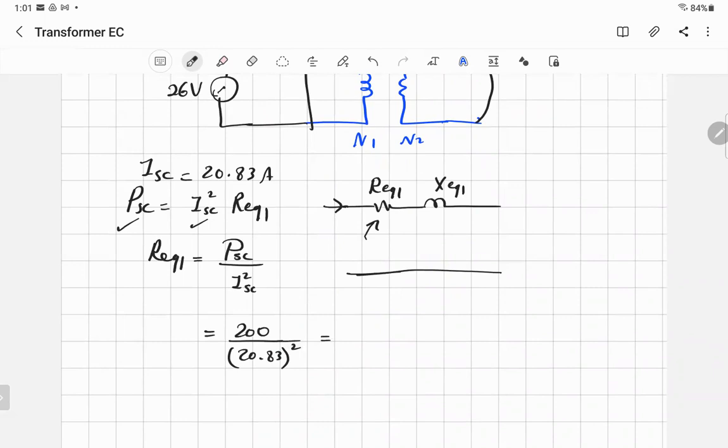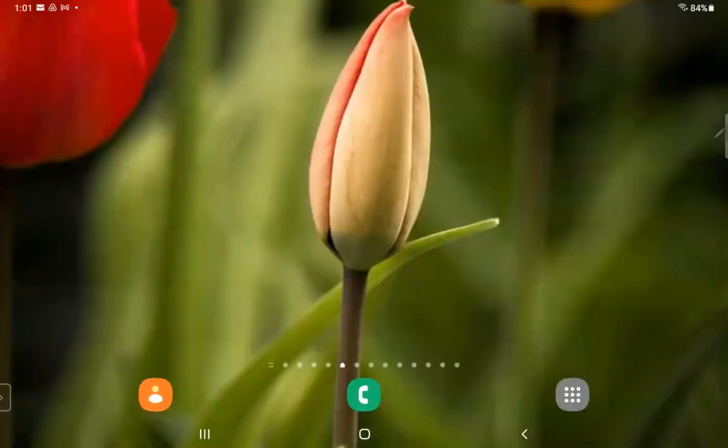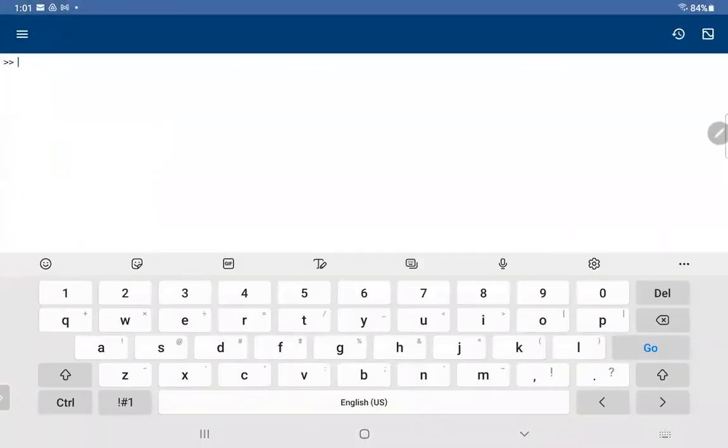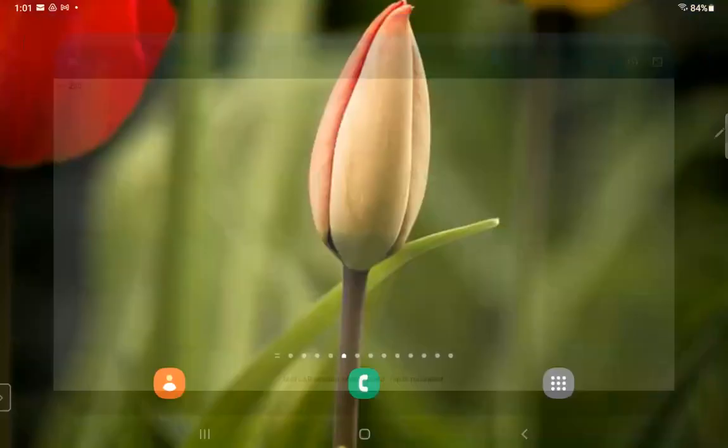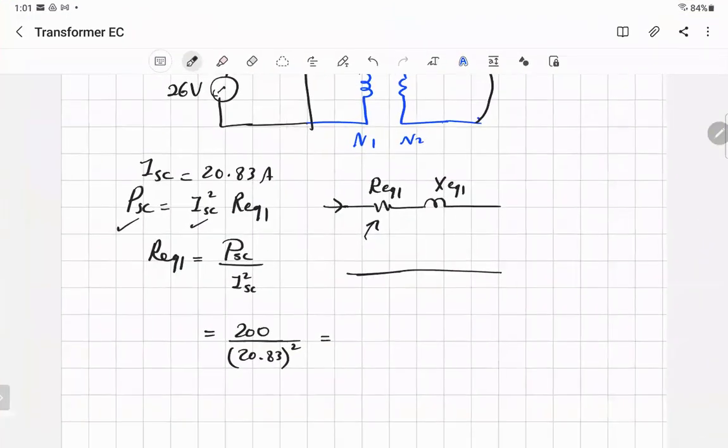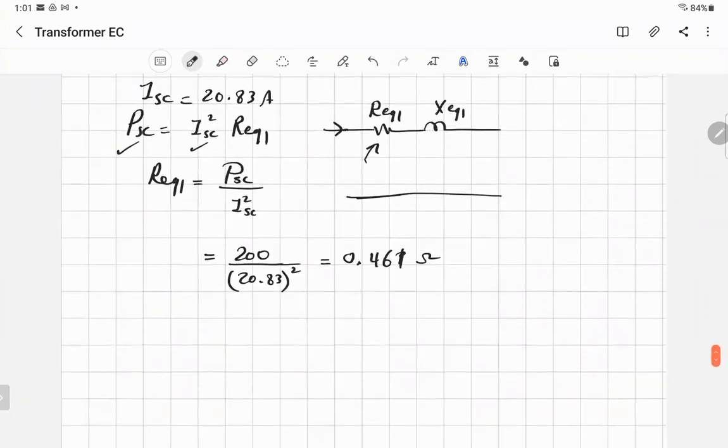Let me just do this. Do you guys have a calculator? 200 over 20.83? Oh, thank you, that would be fast. 0.461. Like that? Okay, so that will be R equivalent. What does R equivalent 1 mean? It means R1 plus R2 dash.